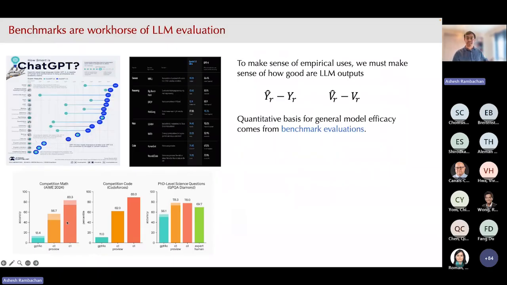You may have heard of these math competition benchmarks. There are specific coding benchmarks. There are also benchmarks for PhD level science questions as well. So this then becomes, well, if this is how computer science evaluates large language models, what can we as economists infer from these benchmark evaluations?